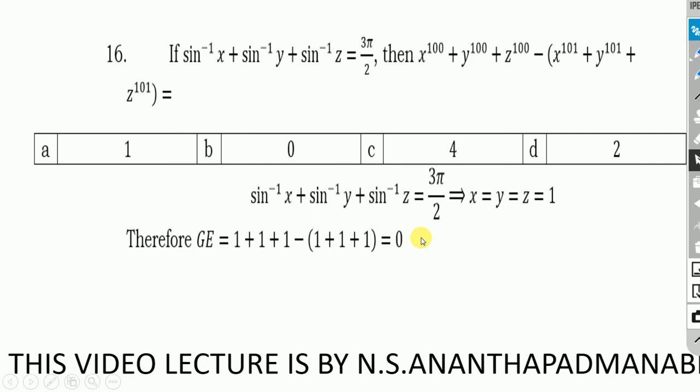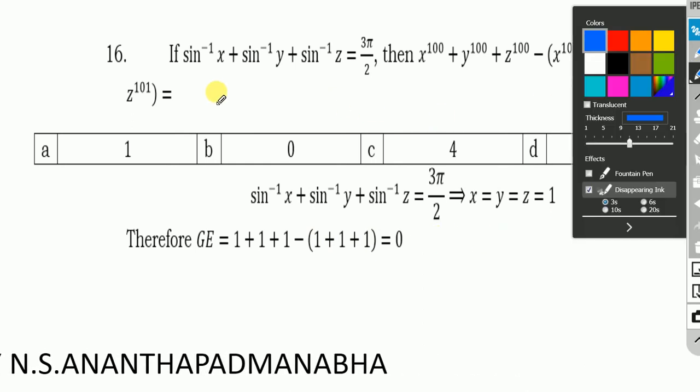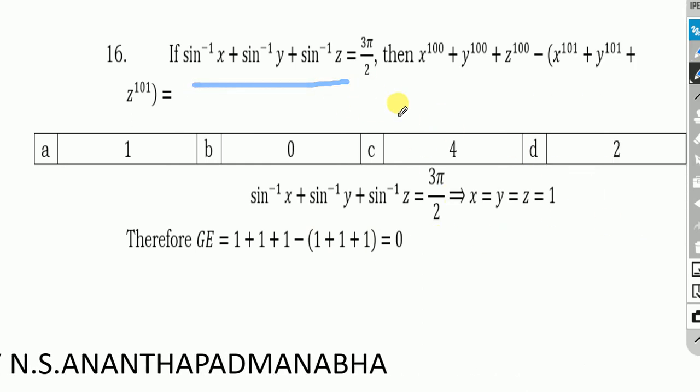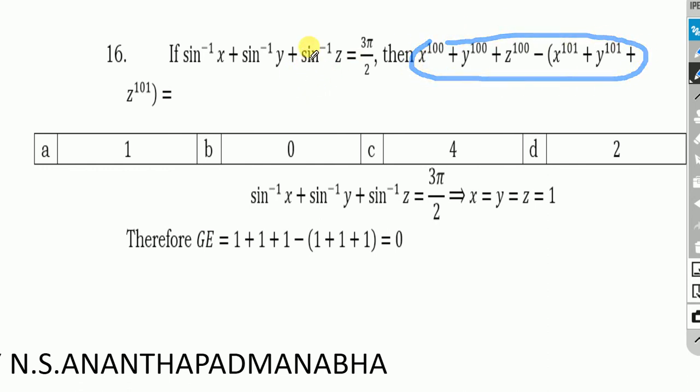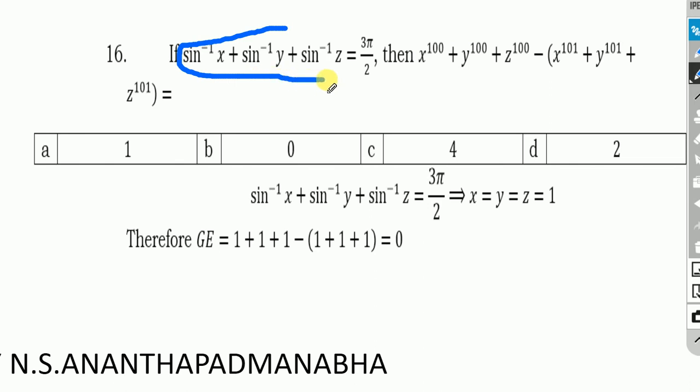If sin inverse x plus sin inverse y plus sin inverse z is equal to 3 pi by 2, then x to the power of 100 plus y to the power of 100 plus z to the power of 100 minus x to the power of 101 plus y to the power of 101 plus z to the power of 101 is equal to. To find the value of this expression, let me consider sin inverse of x plus sin inverse of y plus sin inverse of z is equal to 3 pi by 2.